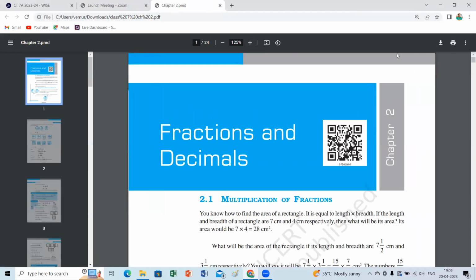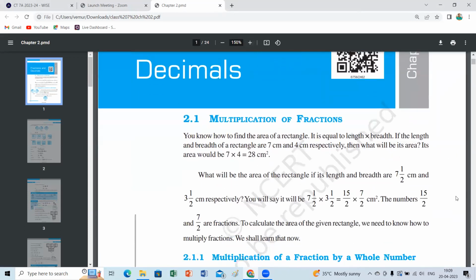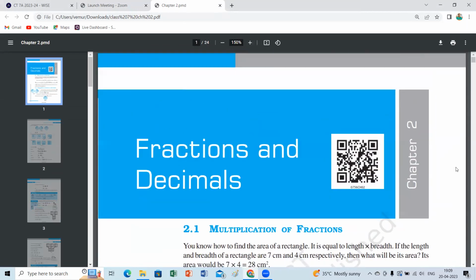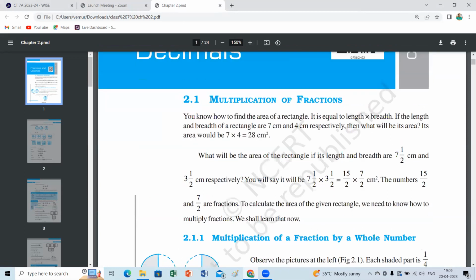Who will read the introduction, children? Today I'll go with Leshita. Leshita, there is no introduction also. Everything is okay. Earlier we had lots of introduction, but nothing is there. No need to worry, we can go directly.